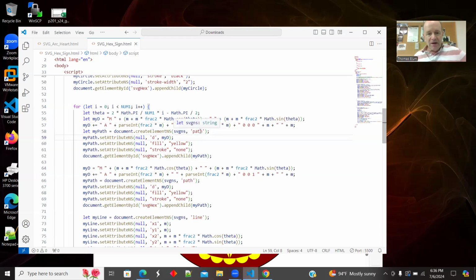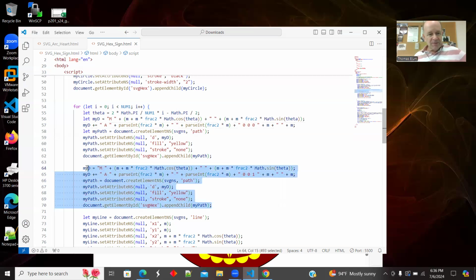And I make a path. All that thing I was making was the D. The M is my starting point. The A is that it's an arc. Here are the radii, here are these parameters. Here's my ending point of my arc. And I filled it in with yellow with no stroke and added it.